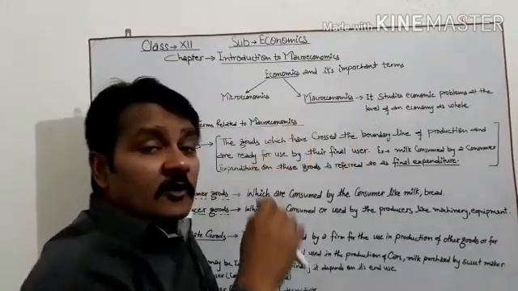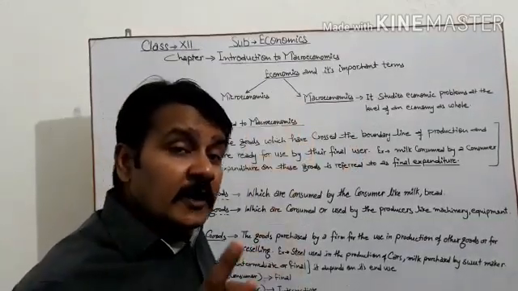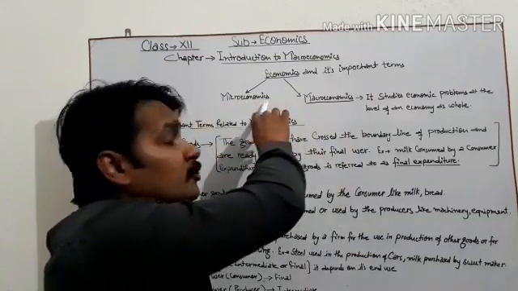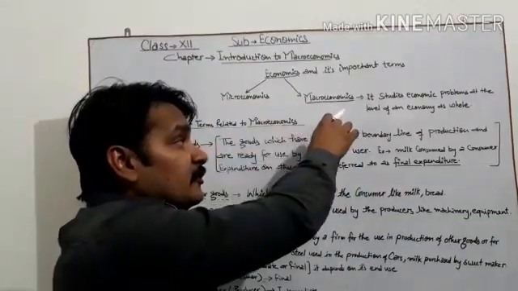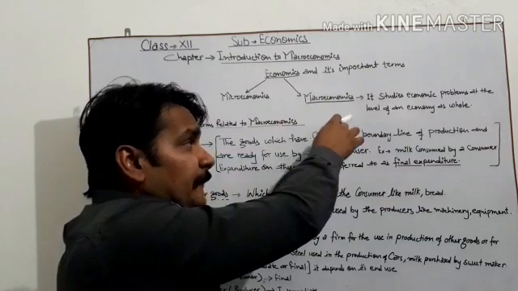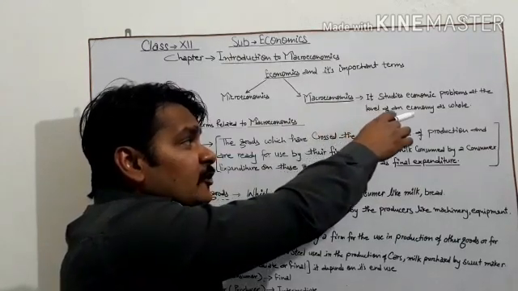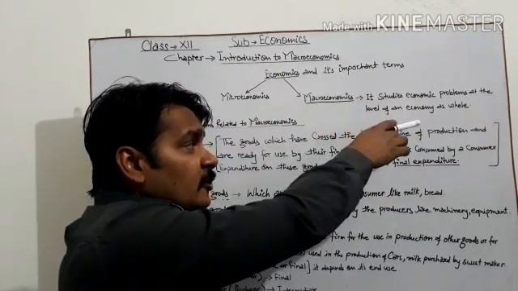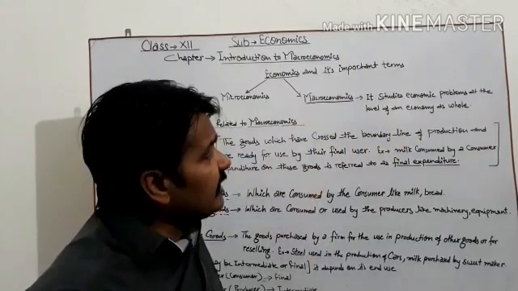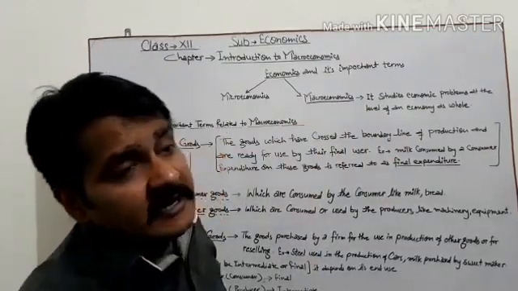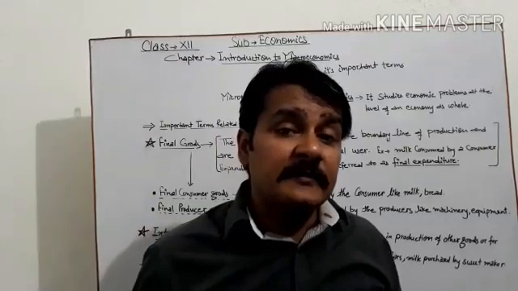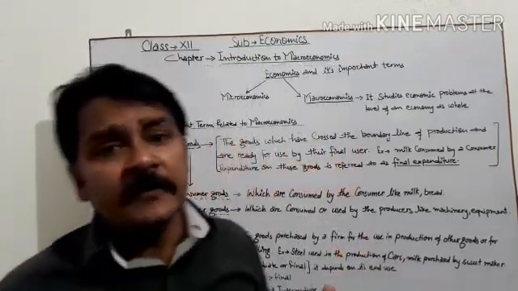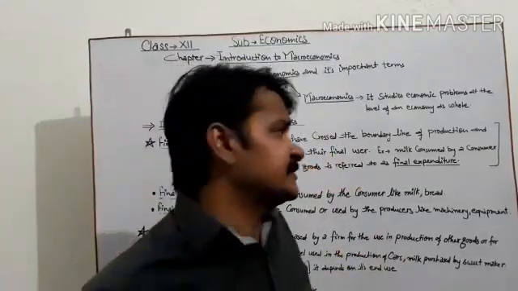Now economics is divided into two parts. First one, microeconomics. Second, macroeconomics. Macroeconomics is the study of economic problems at the level of the economy as a whole. In macroeconomics, we will learn about national income, balance of payment, aggregate demand, aggregate supply, etc.